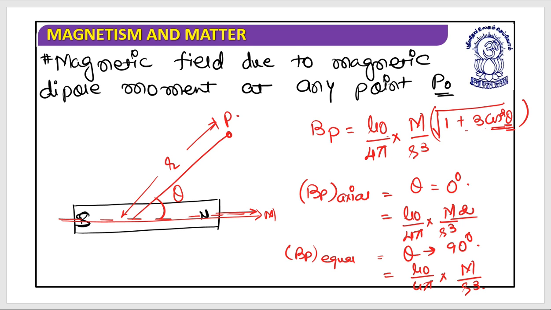So does it clear? Are you sure? Any doubts up till now? Anything? No? Great. So this is the magnetic field at any point P.